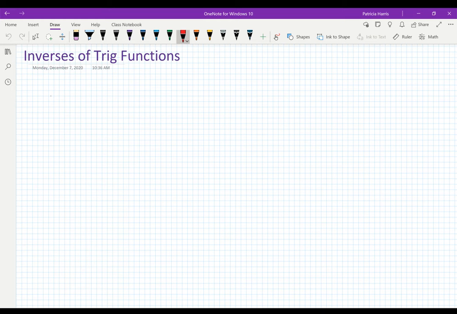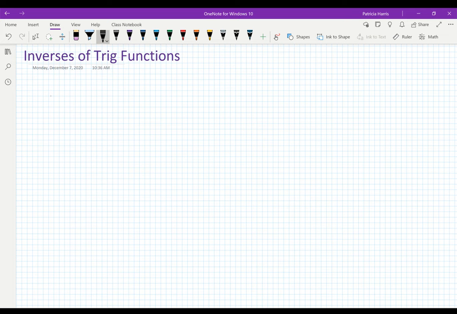Okay, ladies and gentlemen, we are going to discuss inverses of trig functions today. So we need to remember what an inverse is. Way back in the beginning of the course, we learned that an inverse was when we switch the x and the y. But that's a very simplistic explanation, because there was no guarantee that when we did that, our inverse would also be a function.